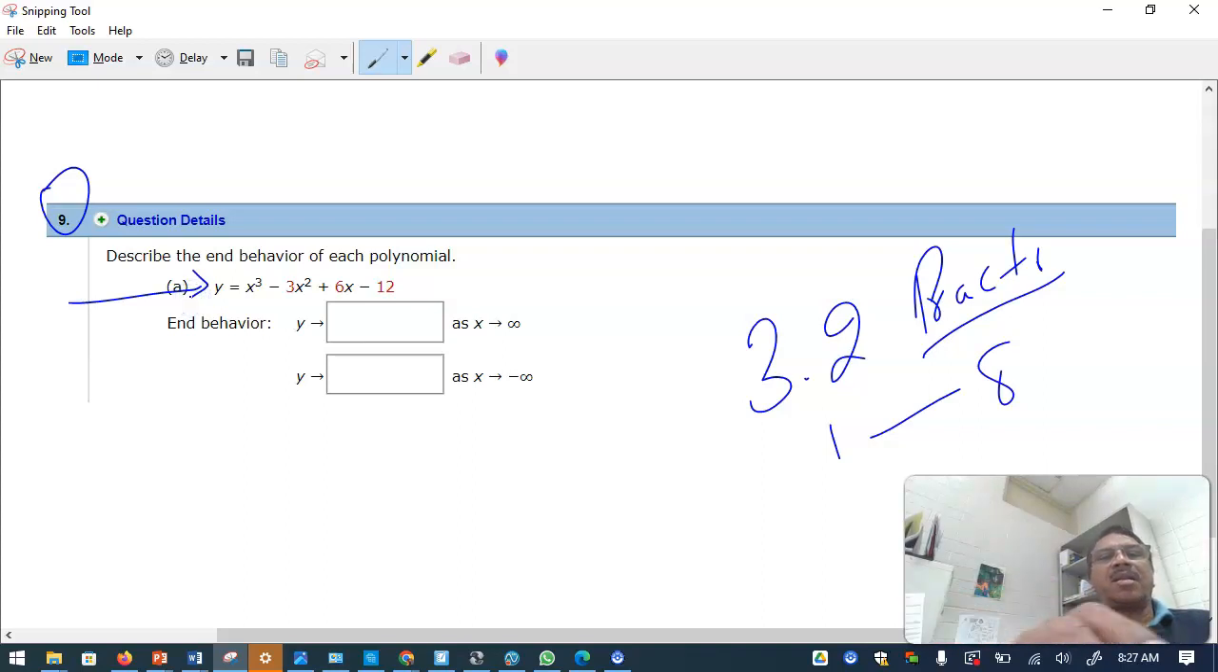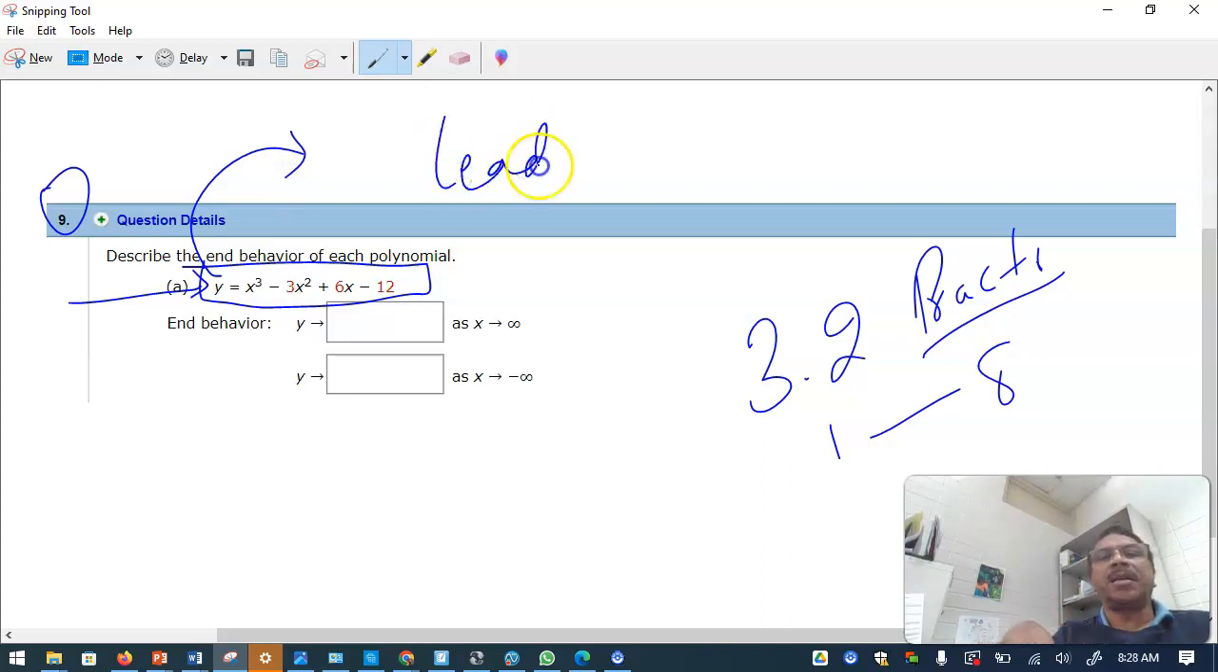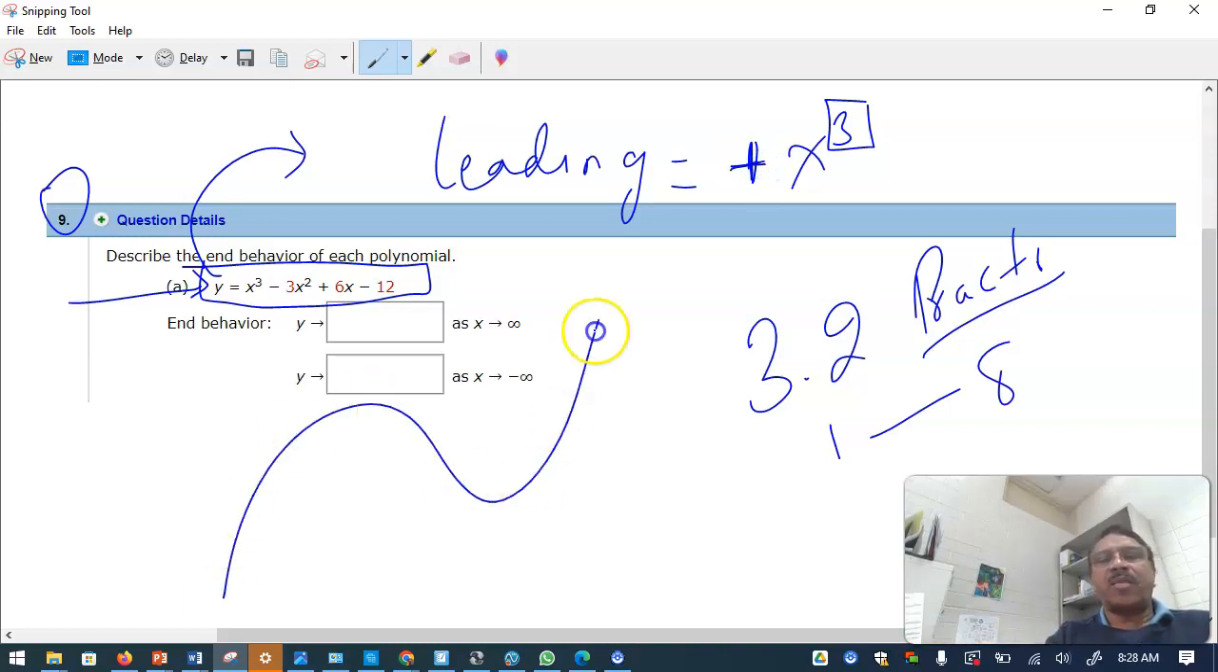In this case, you can clearly see there is a cubic polynomial, and the leading term here is plus x cubed. Because this is the degree and there is a plus sign, the graph has to be down and up. So this is how the shape will be, down and up.